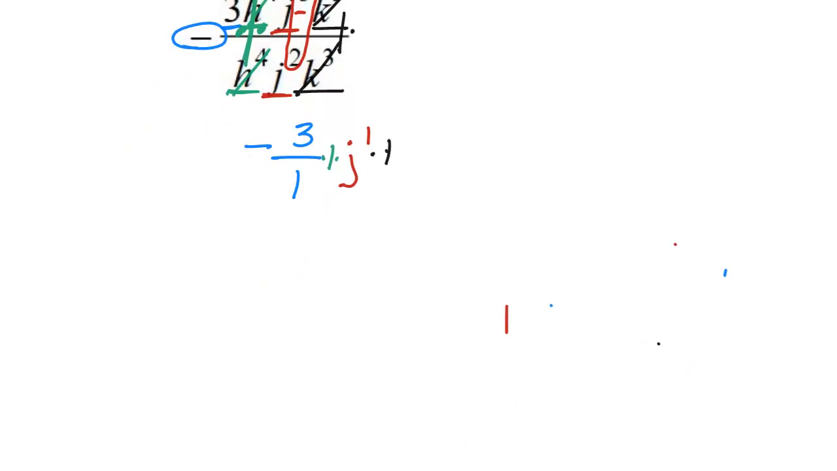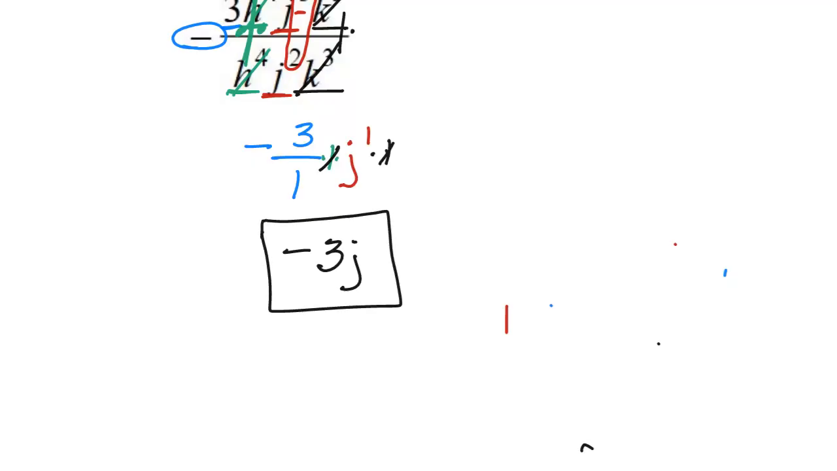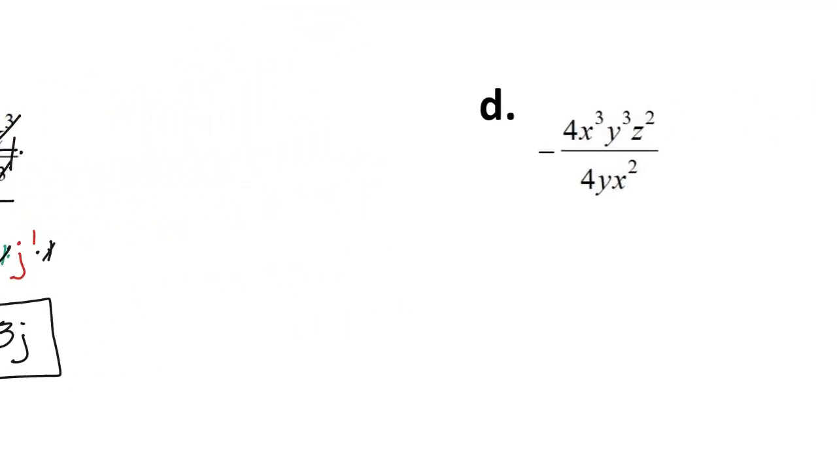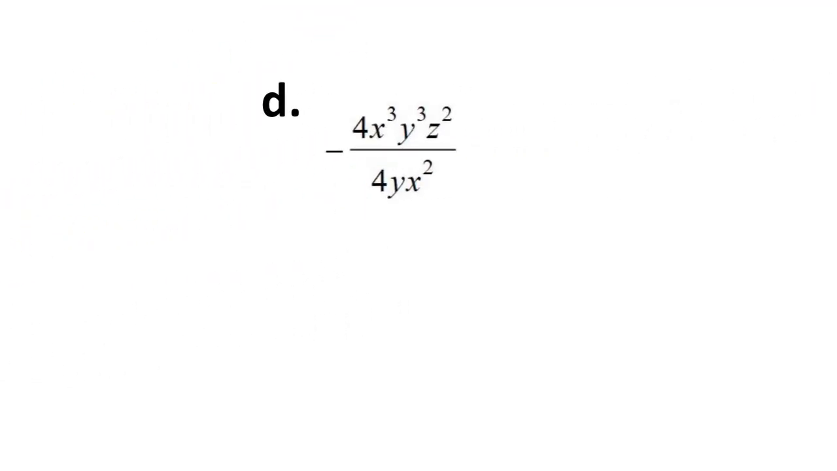So if I simplify this, the 1's don't really do anything. I just have negative 3 times J. And I don't need that 1 to be the exponent, but I could leave it there. But this is probably the best simplified answer. Okay. Let's go to letter D.